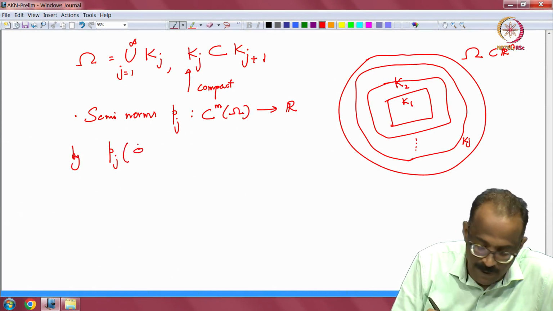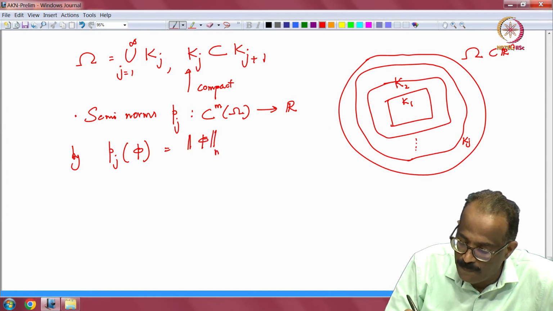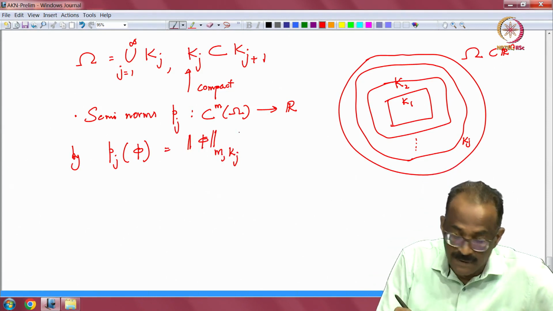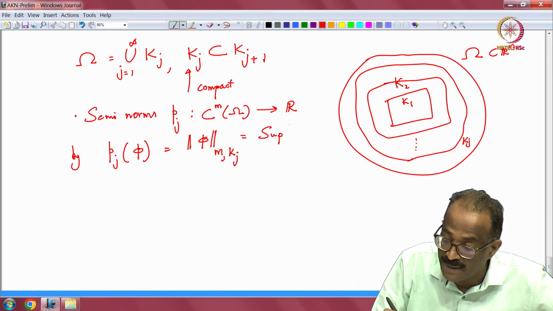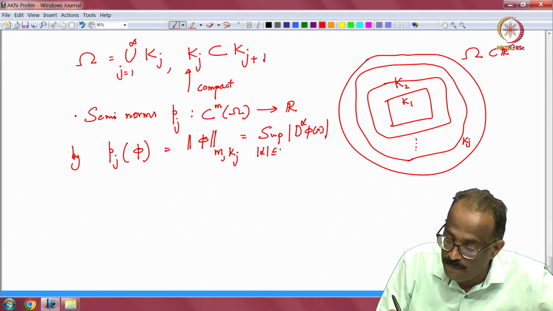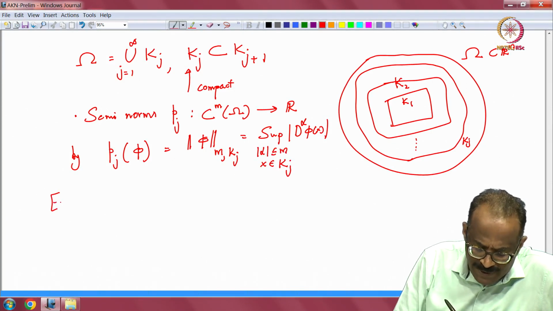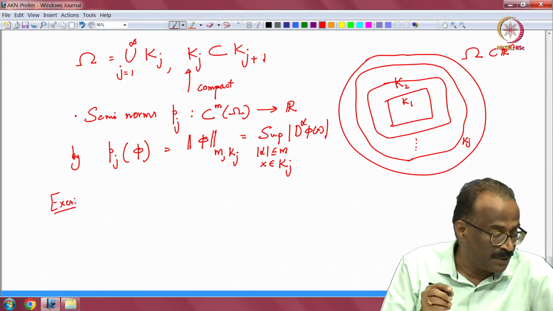So, the same thing, this is nothing but the norm of phi at m, kj. So, on each kj I am taking. Once more I am writing, because you have to get familiarized with it: the sup of d power alpha of phi x, where mod alpha is less than or equal to m and x is in kj. This is a clear thing, I do not want to call it even an exercise, but if you see it the first time, it is better that you verify.